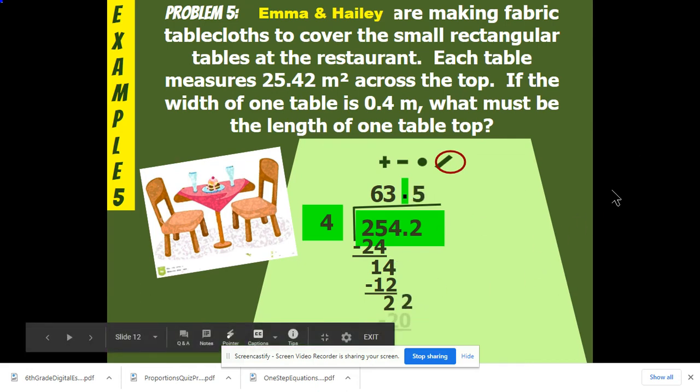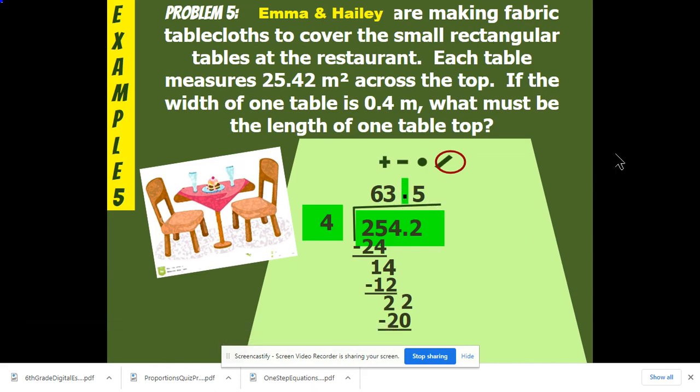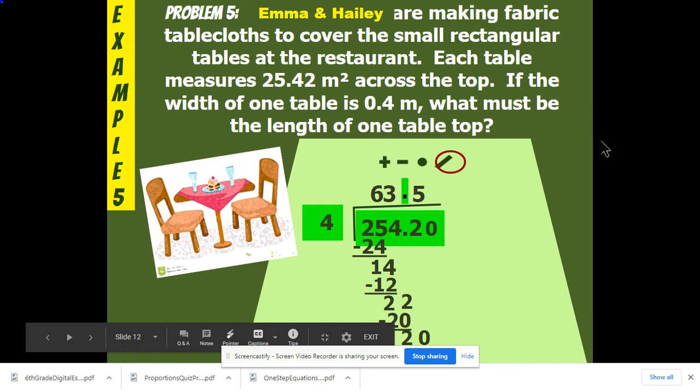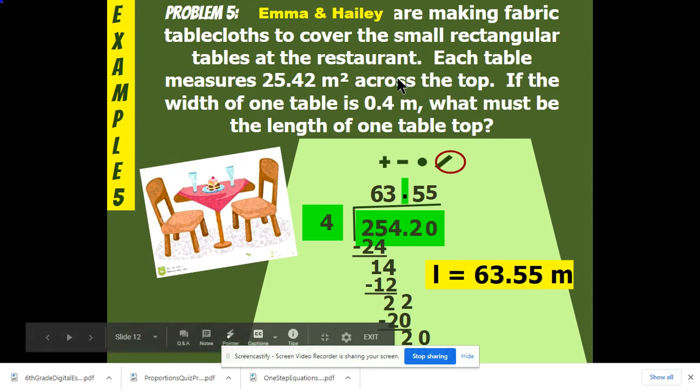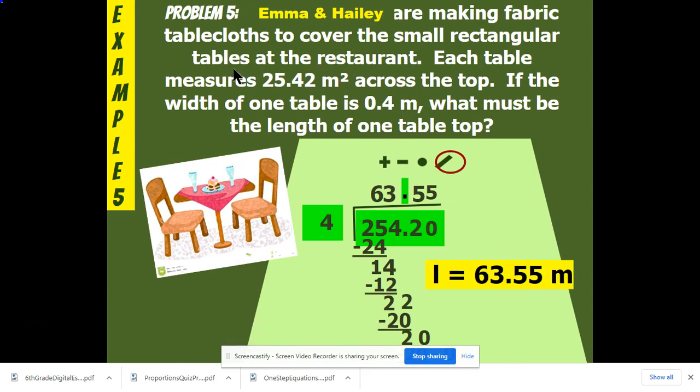Okay, so when I do my long division, I'm going to see that I have some leftovers here. We're not going to have a remainder. We've already started a decimal here. So what we can do is add zeros till the cows come home. So we can add zeros, continue dividing, and then that is 20, and then I get 0. So I only had to add 1 zero there. And so here is the length, 63 and 55 hundredths meters is the length of one tabletop. Just meters, not meters squared. See, this is meters squared because it's the area.